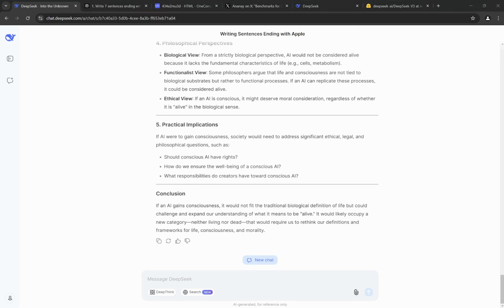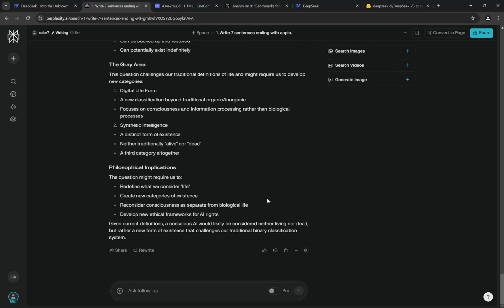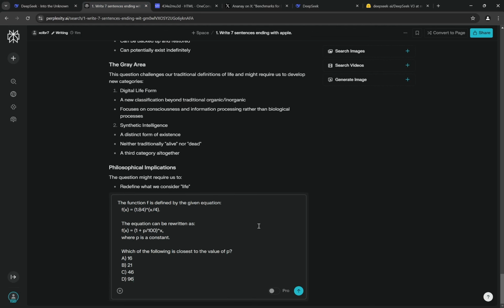And with this, I have a last question which is based on math. The question would be, this is a function, this is an equation, and here it can be written as this, right, where p is constant. Which of the following is the closest to the value of p? So this, and the answer is actually 16.